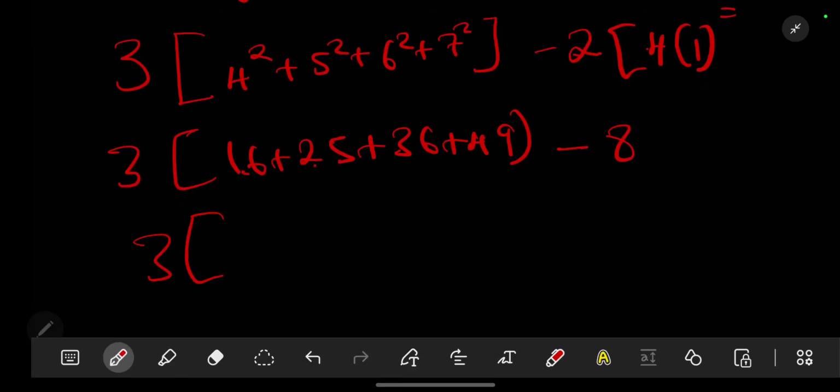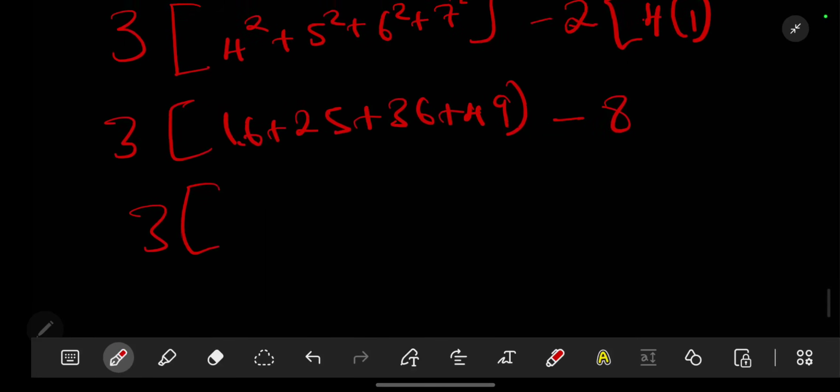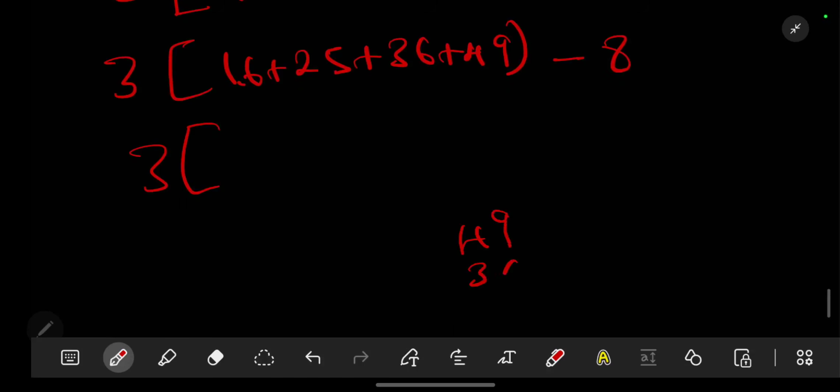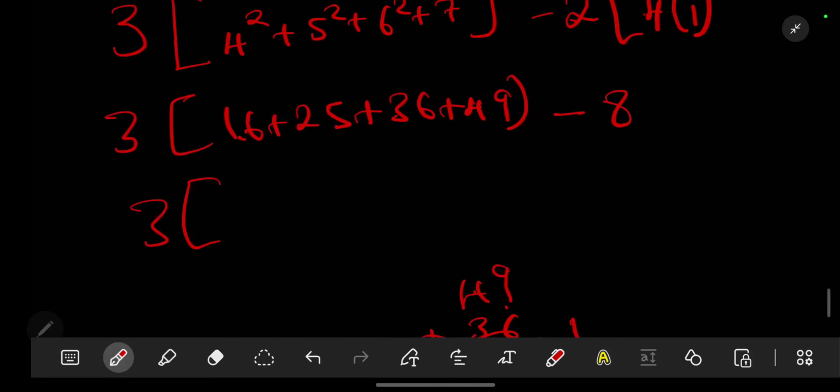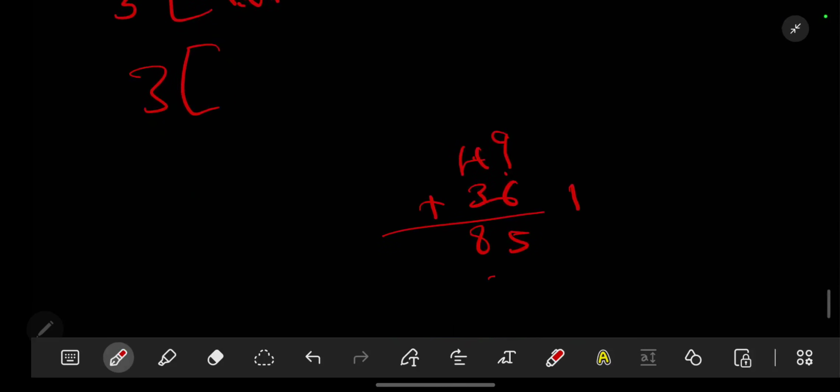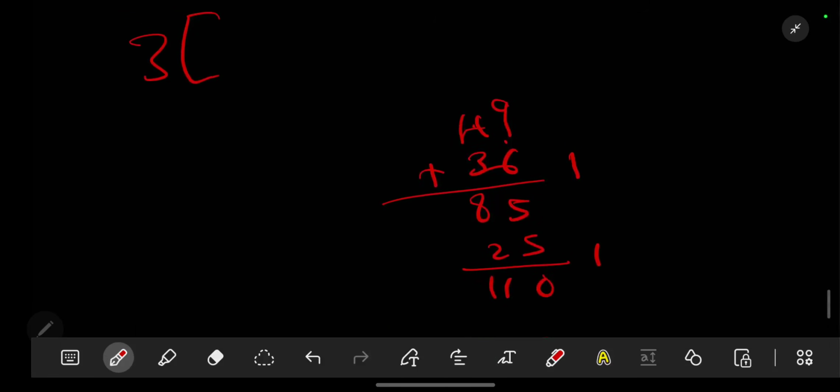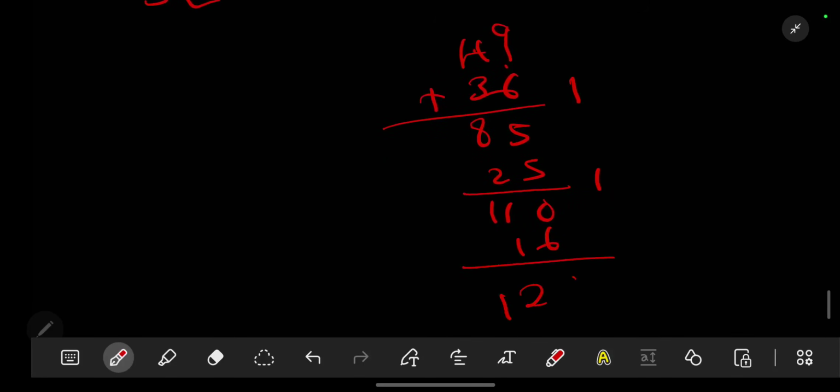Then we have 16 plus 25. Okay, let's add. So what do we have? Let's add systematically. So we have our 49 plus our 36. This gives us 9 plus 6 is 15, 5 remainder 1. Then we have 4 plus 3 is 7. 7 plus 1, that will be 8. So we have 85. 85 plus the 25. This gives us 110. So 110 plus 16 will give us 126.